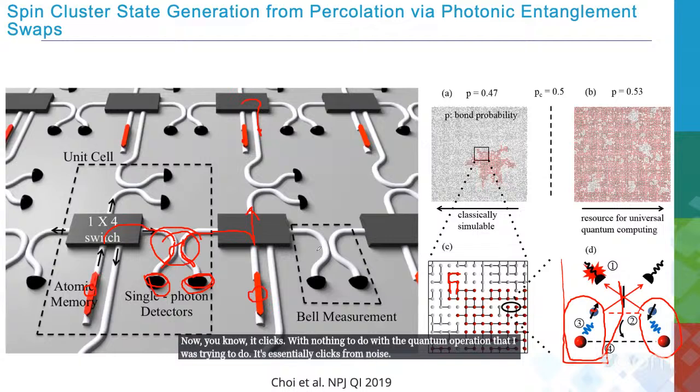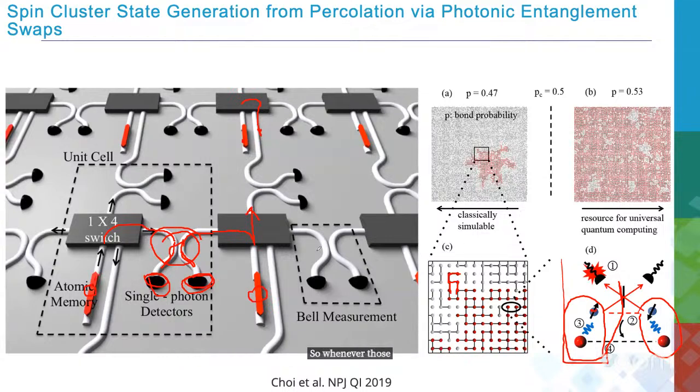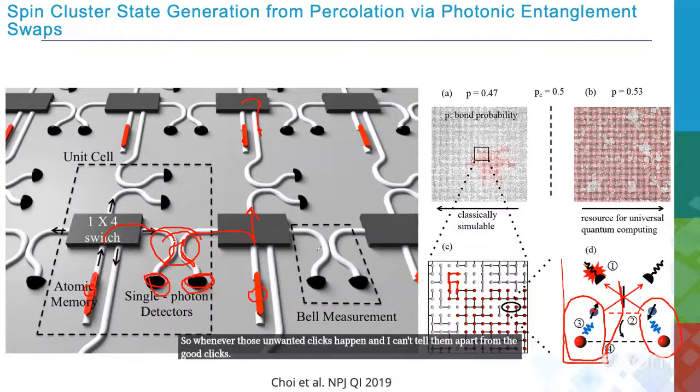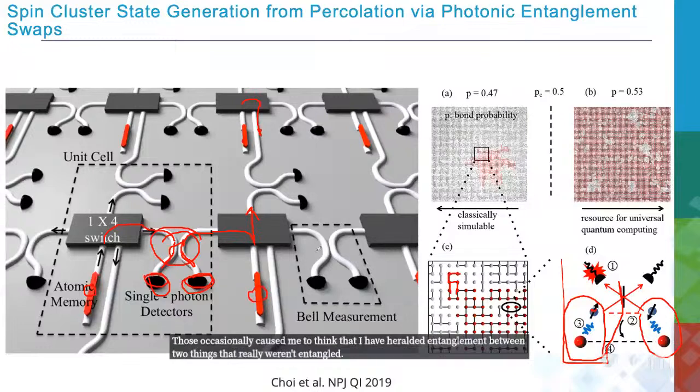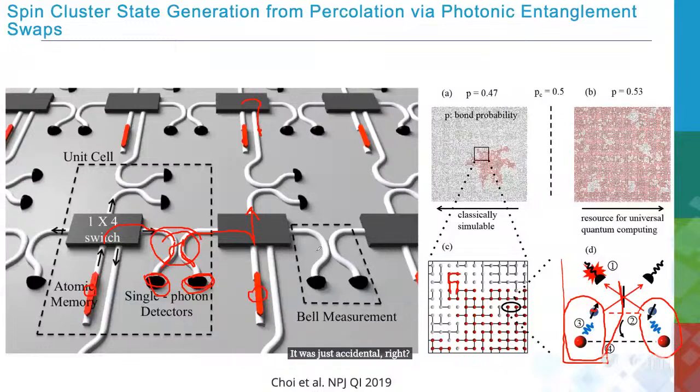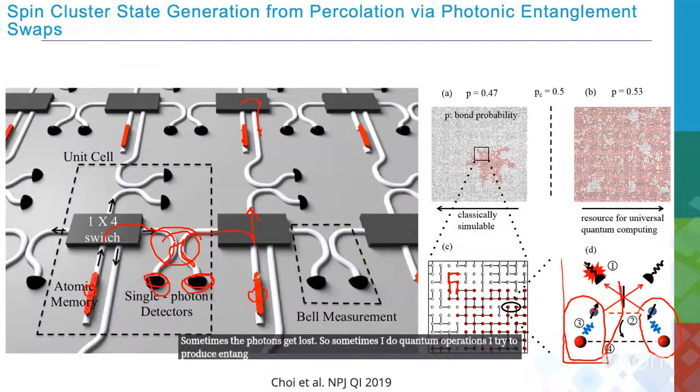It's unwanted. So whenever those unwanted clicks happen, and I can't tell them apart from the good clicks, those occasionally cause me to think that I have heralded entanglement between two things that really weren't entangled. It was just accidental, right? And similarly, sometimes the photons get lost. So sometimes I do quantum operations, I try to produce entanglement, but the entanglement doesn't work. So that actually just reduces the probability that it all works.